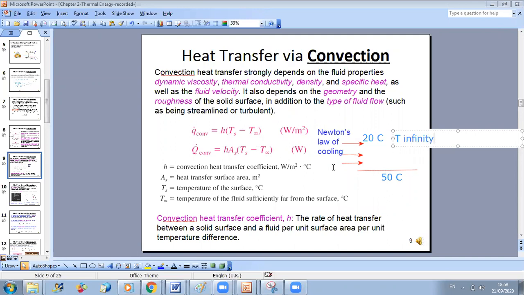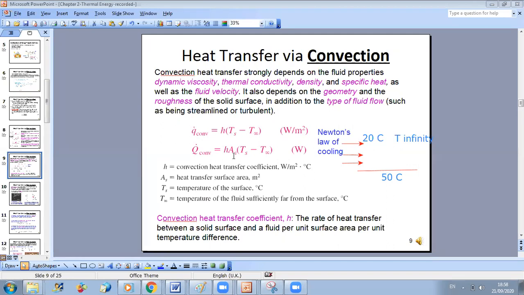And Ts is the surface temperature, which is 50 degrees. So in this example, you replace Ts by 50 and T infinity by 20. Now, if you want to find the rate of convection in watts, you should multiply small q dot convection by the surface area.